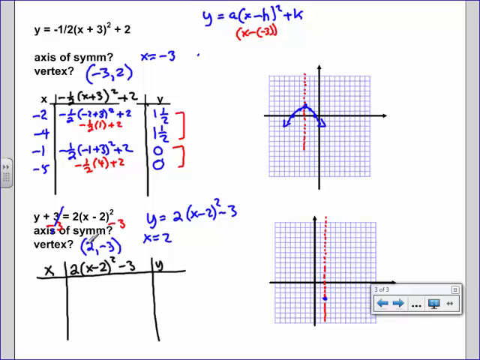And with your vertex being 2, negative 3, and your axis of symmetry being x equals 2, pick numbers 1 right and 1 left, which would be 1 and 3, 2 right and 2 left, 4 and 0, and calculate your points. Finish that problem off and see if you get what we talked about, an upward one that is a bit narrower. And that's it for vertex form.